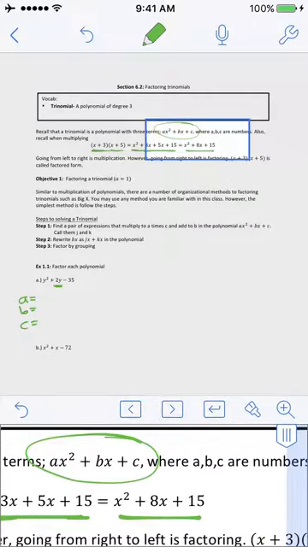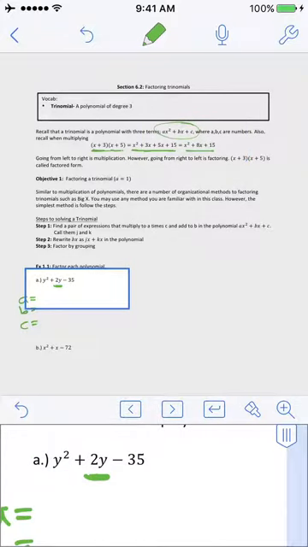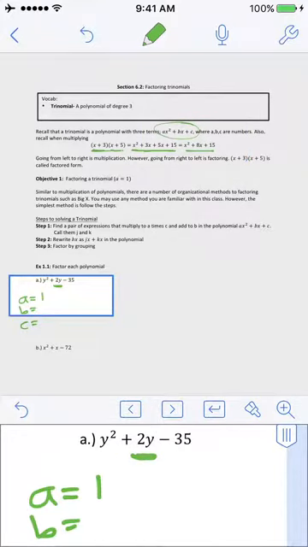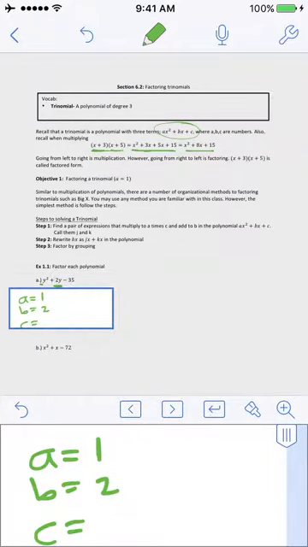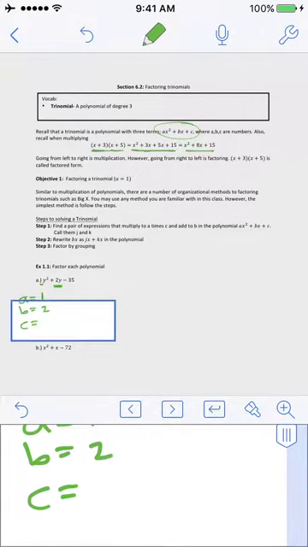Okay, so just like up here, there was an A, a B, and a C, and it's basically just a spot number. It's a coefficient that I want to identify. Well, here I can see that A is equal to 1, because there's nothing in front of that y squared. B is going to be equal to 2. That's what's sitting in front of the single y, or y to the first, I should say. And then C is negative 35. That's what the constant is. So that's the first part of the game.